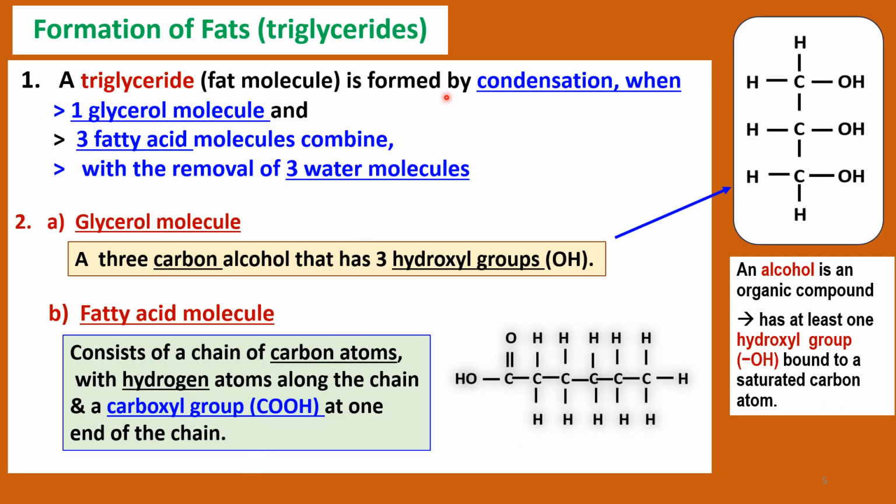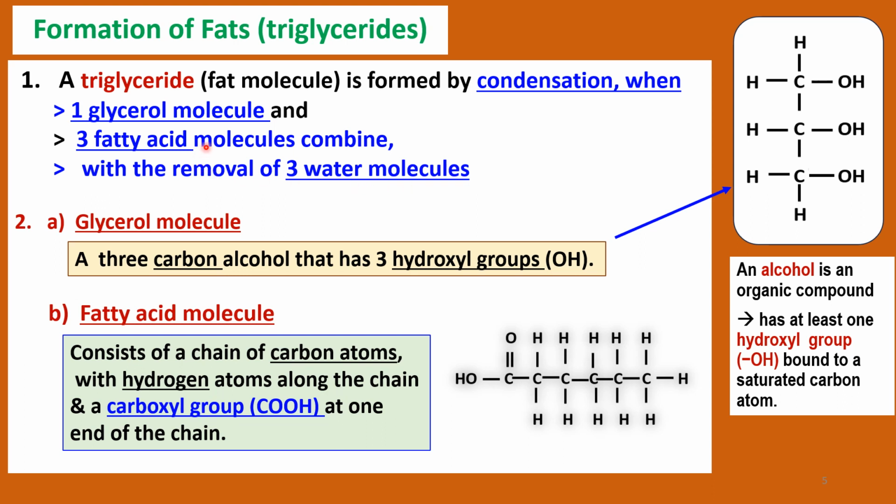Just a quick recap of the formation of fats or triglycerides. So this was discussed in video number 2 on lipids. Now, a triglyceride is formed by condensation when 1 glycerol molecule and 3 fatty acid molecules combine with the removal of 3 water molecules. This is how a triglyceride molecule is formed.